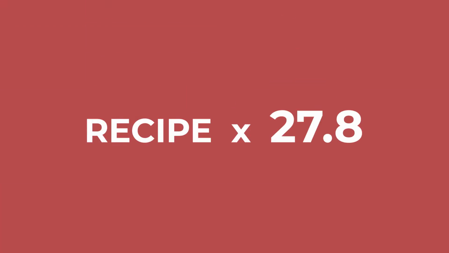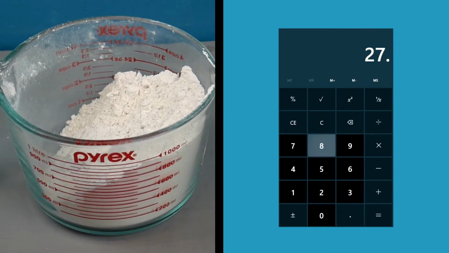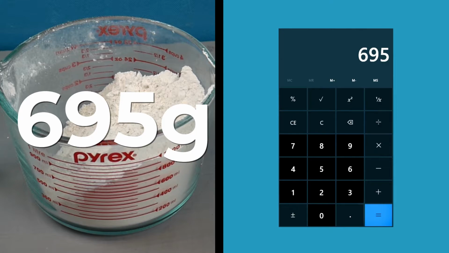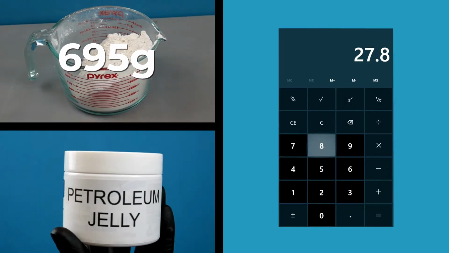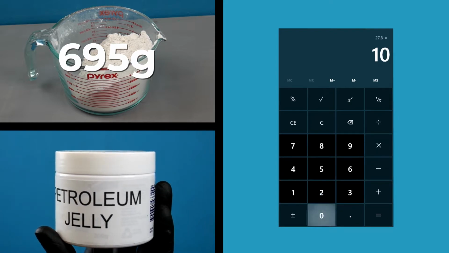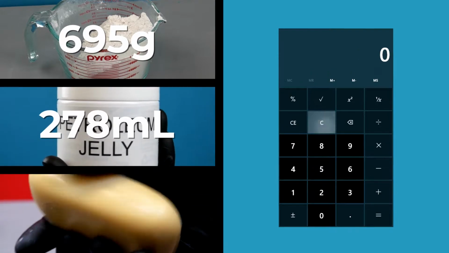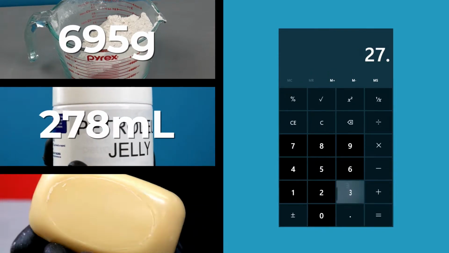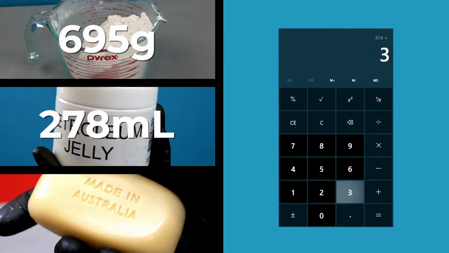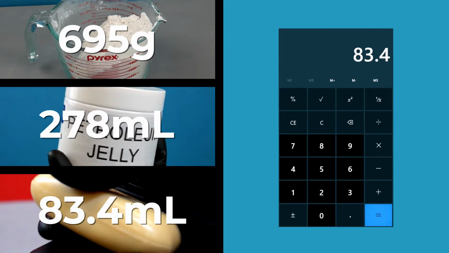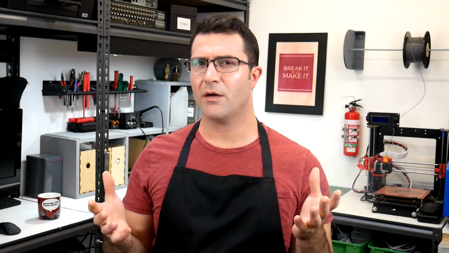for the ingredients. So 27.8 times 25 grams of hydrated lime equals 695 grams of hydrated lime. 27.8 times 10 ml of petroleum jelly equals 278 ml of petroleum jelly. And 27.8 times 3 grams of soap equals 83.4 grams of soap. So now I've got more.